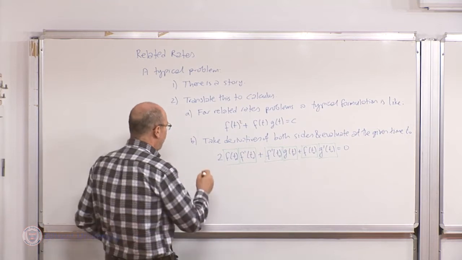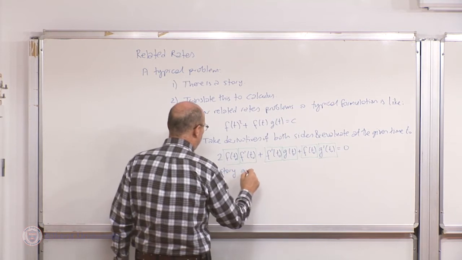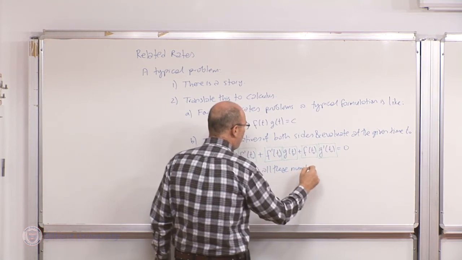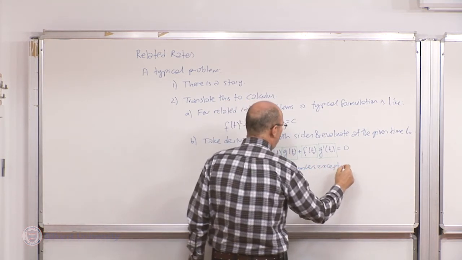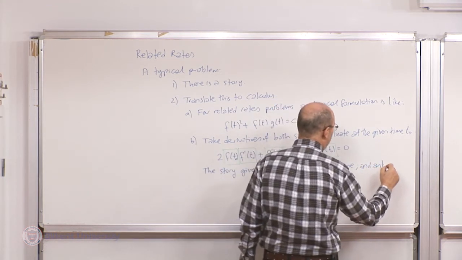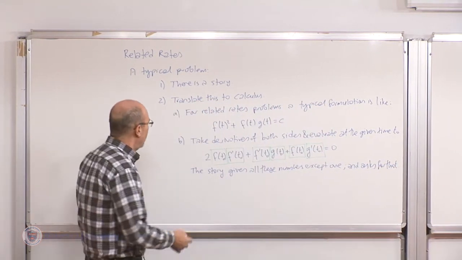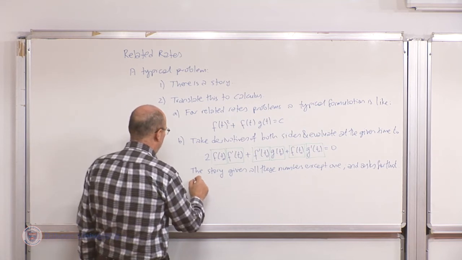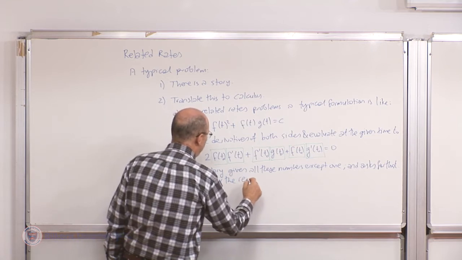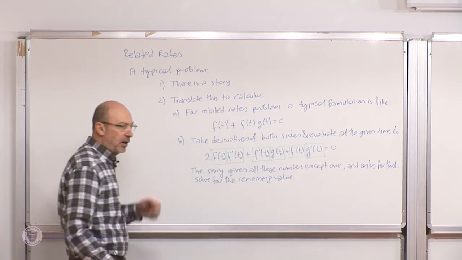Read the story again. The story gives all these numbers except one, and asks for that one. So solve the problem: solve for the remaining value. So you solve the calculus problem.